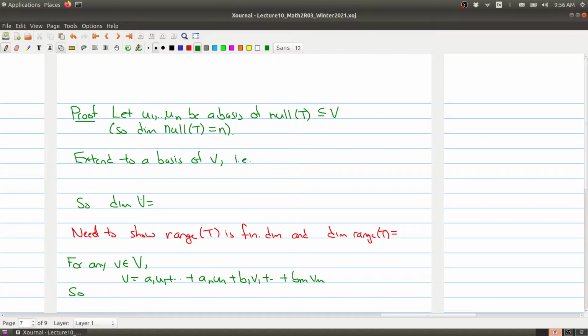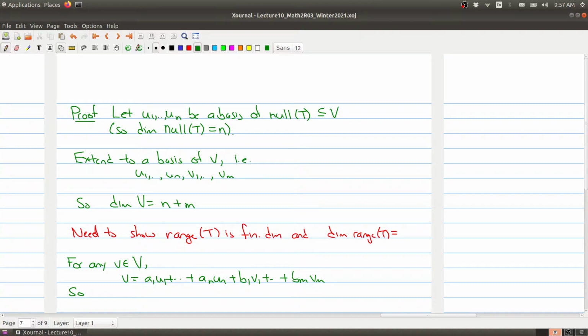So we extend it. We have u1 up to un as the first elements, and then I add in, and I'm not sure how many elements I have to add in, but let's call them v1 through vm. So this implies that the dimension of V is n plus m. So what we have is the dimension of V is equal to the dimension of the null space plus this number m. Right?